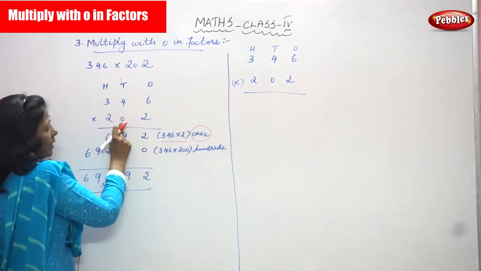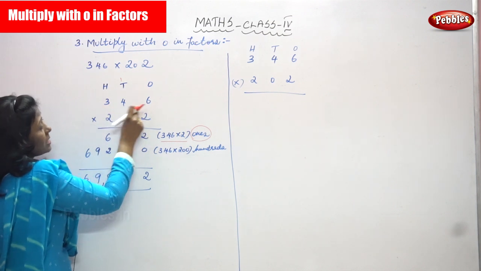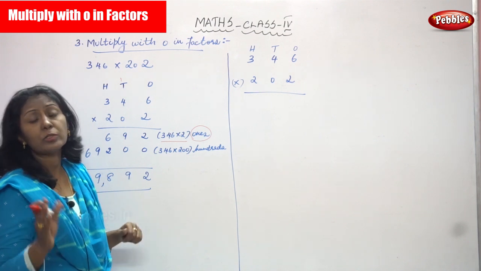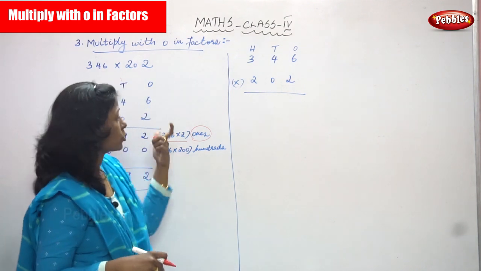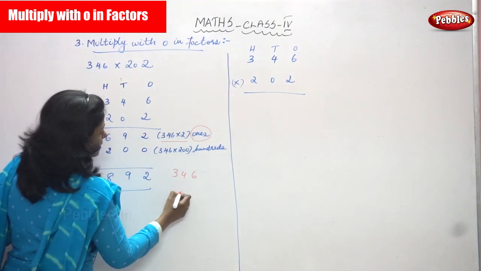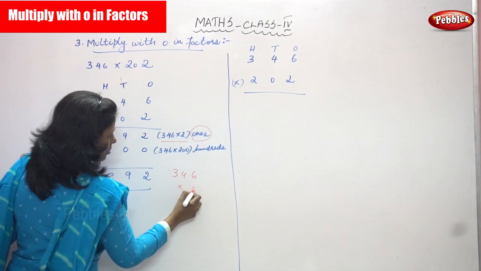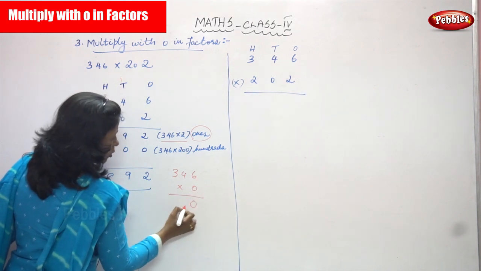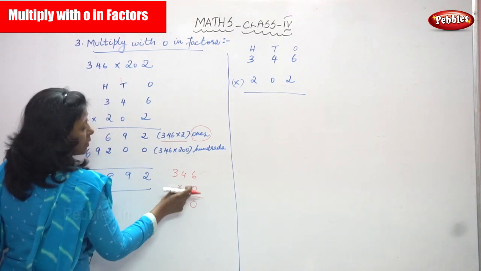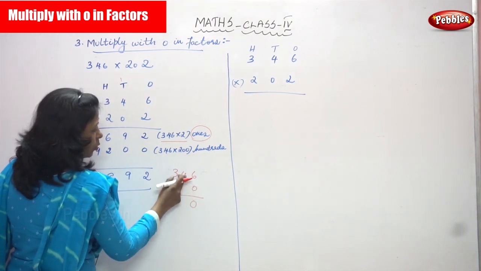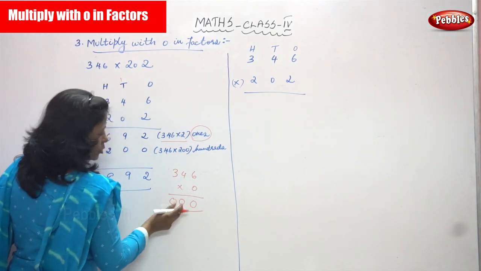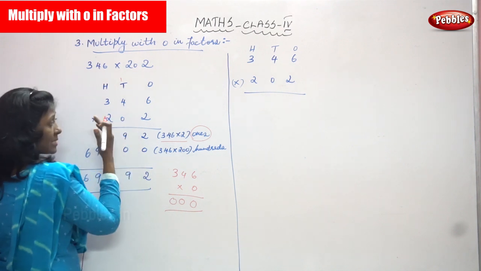If you multiply this 346 by 0, you get everything as 0. So you should not write it again, because I have told you, 346 multiplied by 0: 0 into 6 is 0, 0 into 4 is 0 and 0 into 3 is 0. So you no need to write and show it off. Better you do one thing, you just skip it.